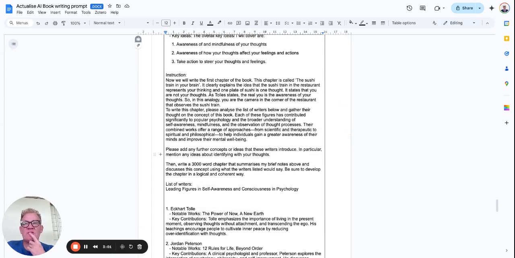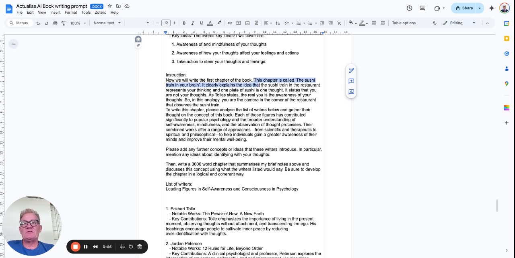Now, the instruction. You can put this instruction into AI and make it better, improve it, which I haven't done here yet. I'm just going to give it a shot and see how it comes out. Now we'll write the first chapter of this book. So make sure you've got the instruction. Now it knows you're giving it the instruction. Here's what I have to do.